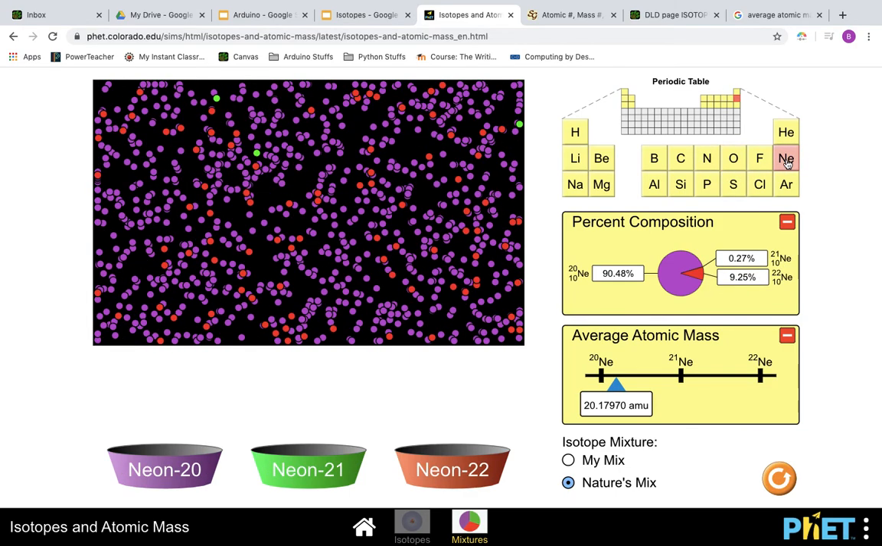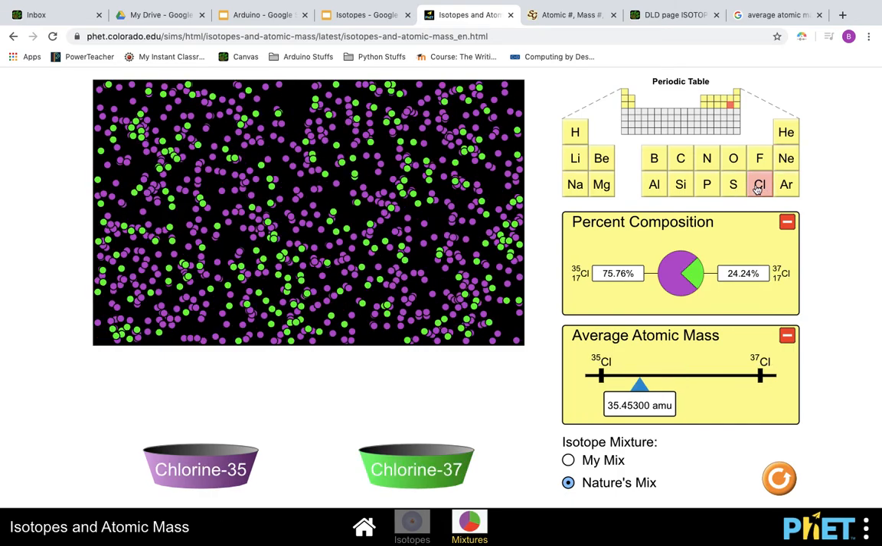When I look at neon, it comes in different flavors. Some of the neon is neon 20. Some of the neon is neon 21. And there's some neon 22 in there too. You can look at all of these different dots. This works for all these different atoms. They have different compositions, and when they do, they get different average atomic masses. We're not talking about the atomic mass of any individual atom. We're talking about the average atomic mass of all of the chlorine in the world.